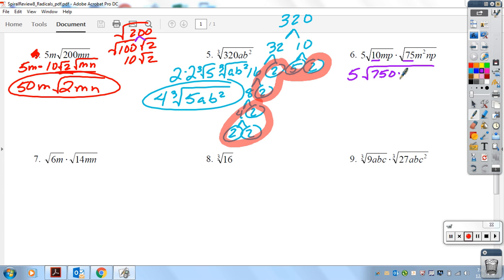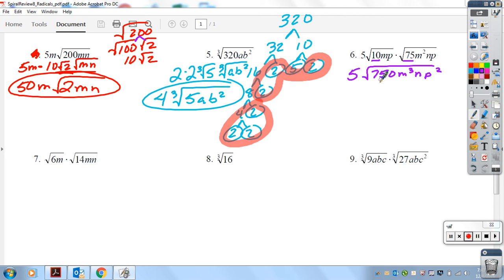M times m squared is m cubed. P times p, well, let's put it in alphabetical order. N is next. P times p is p squared. Again, don't forget to multiply by 5 at the end. But let's break down each of these parts.